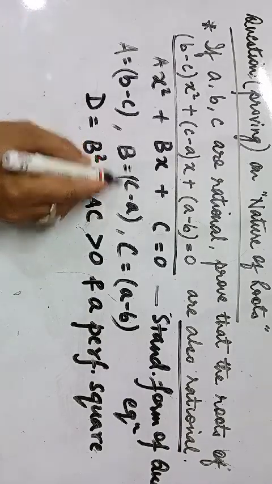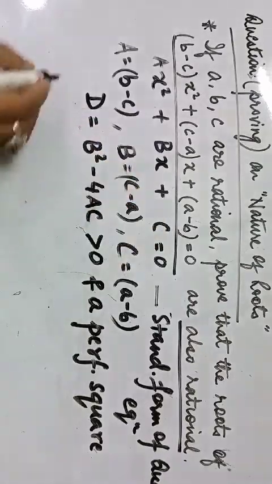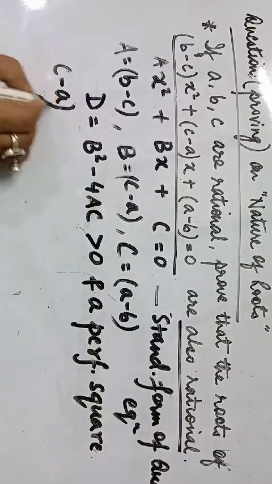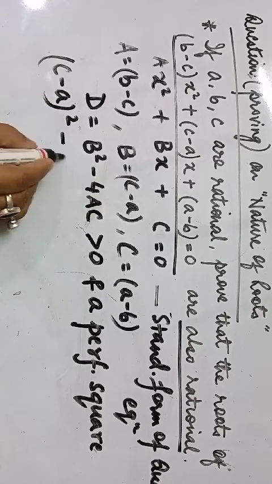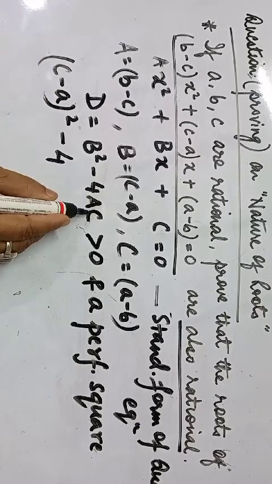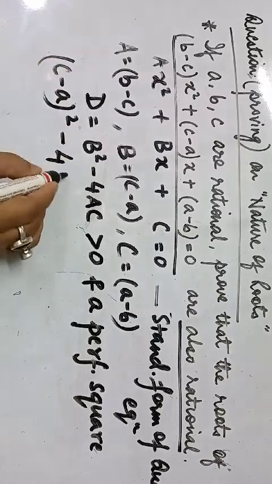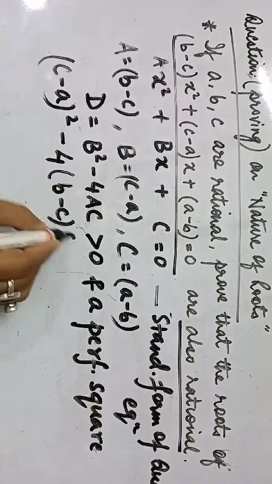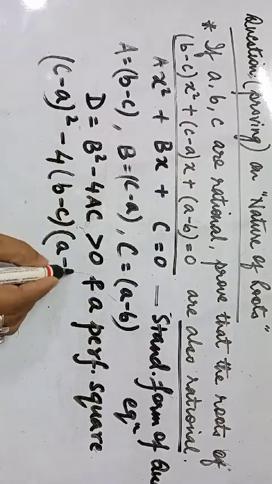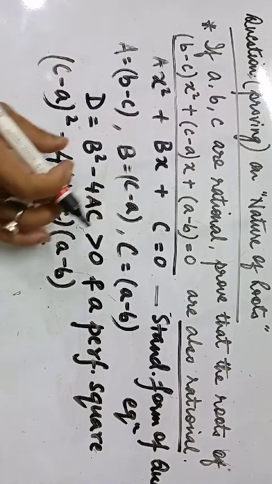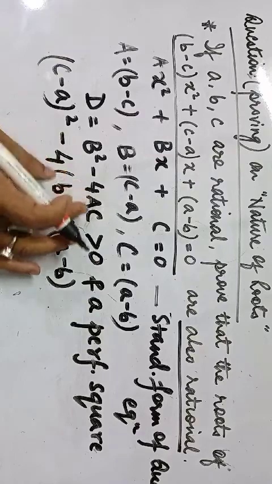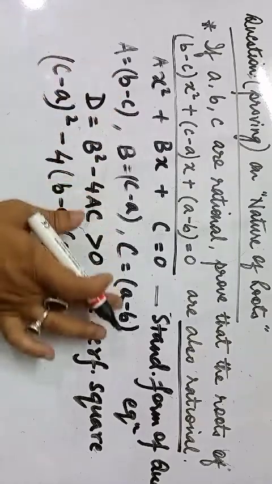Okay, so now let's check what is our B square minus 4AC. So this is my B, so B square will be c minus a whole square, minus 4 times A into C. Now what is A? A is this, so you have b minus c here. What is C? C is a minus b, children. I have done nothing else, just substituted the values of B, A and C from this particular line.